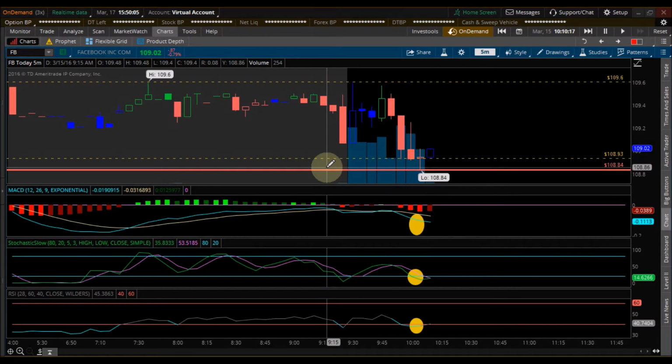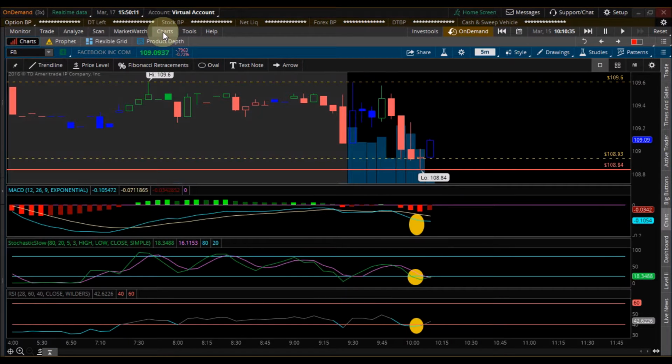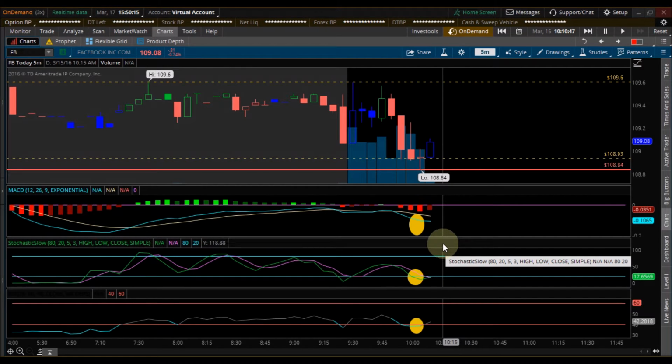See, right now it's hovering around that 108.93 price level right there. Now we have some movement. Okay, let's see. Looks like it's taking off.